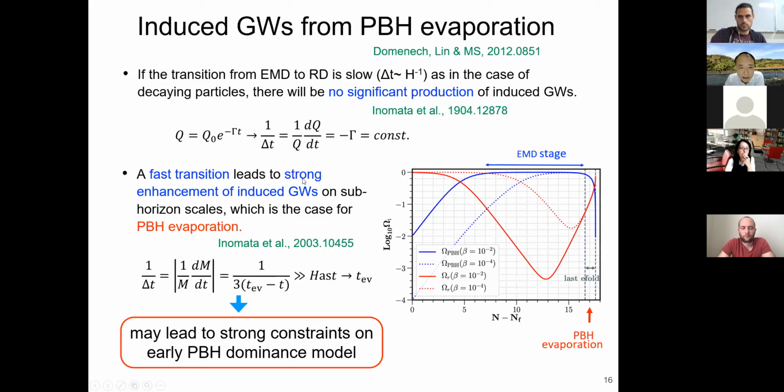However, if the transition is fast, or if this decay rate is not constant in time, there is an epoch where this transition can be very sharp. And this sharp transition can lead to very large enhancement of gravitational waves, which was first mentioned by Inomata et al. But anyway, the point is that this is indeed the case for the primordial black hole.